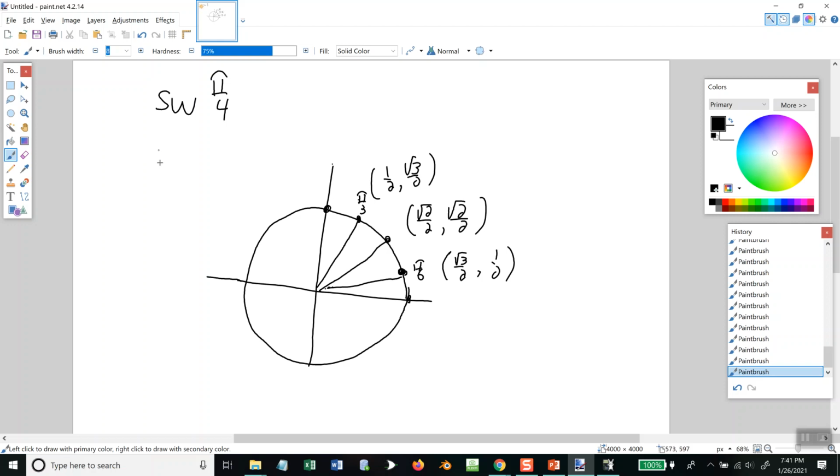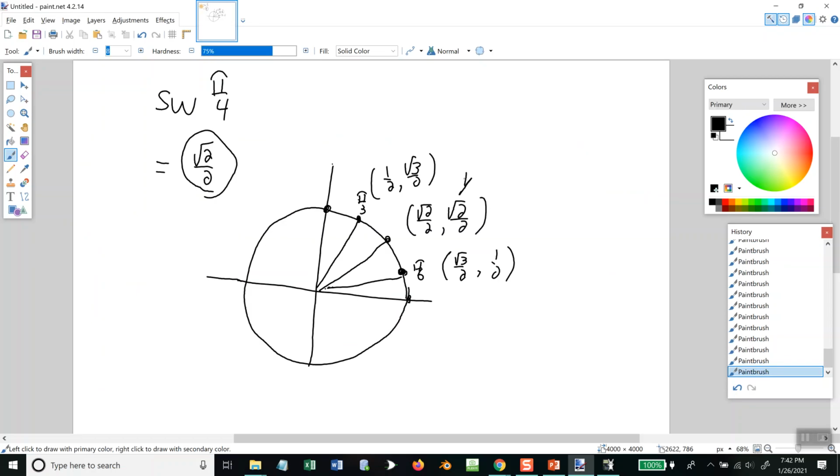So what's sine pi over 4? So square root 2 over 2, because sine is what? The x or y? Y. Exactly.